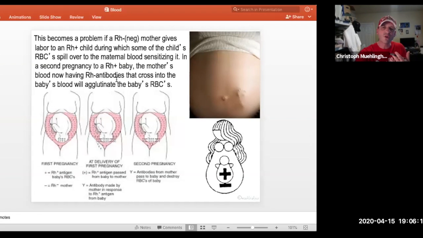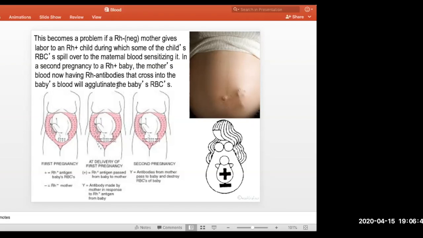Then some blood will cross over again, and we'll get a reaction, and the mom's antibodies will cross to the baby and hurt the baby, agglutinating, clumping together the red blood cells in the baby, because the baby has the Rh to react to. The mom doesn't have the Rh to react to. The mom just has the antibodies at that point. Does that make sense?